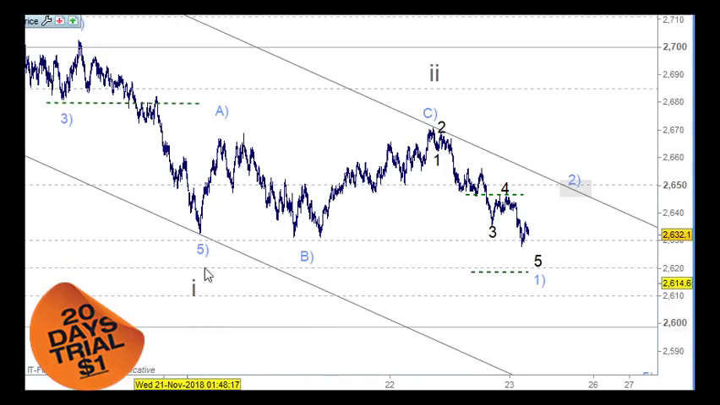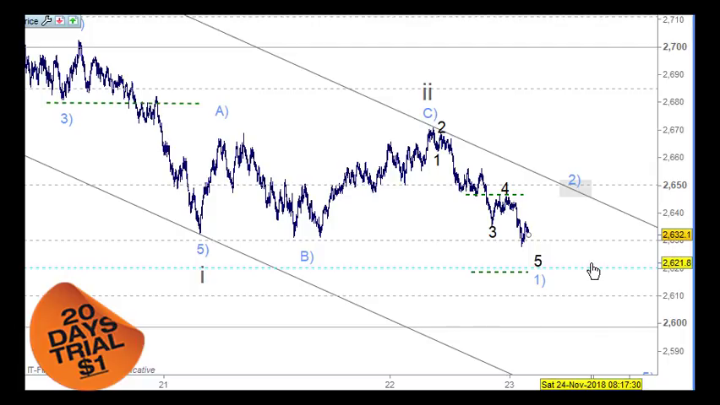So wave 1 low here, and the A wave, the B wave, and the C wave here for wave 2. So from wave 2, we're looking for 5 little waves down here for wave 1 and 2 here. So back to the 2650 area here.